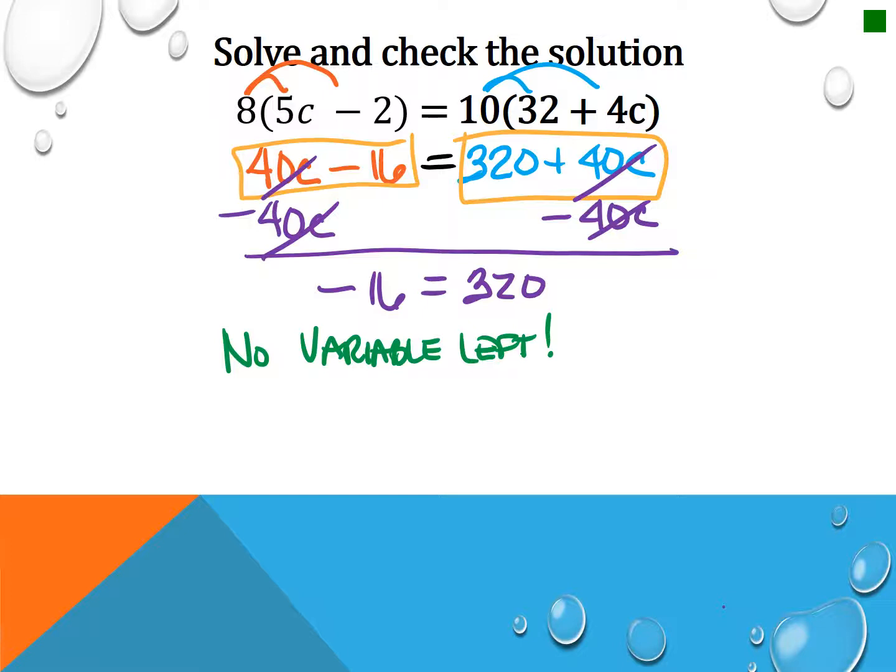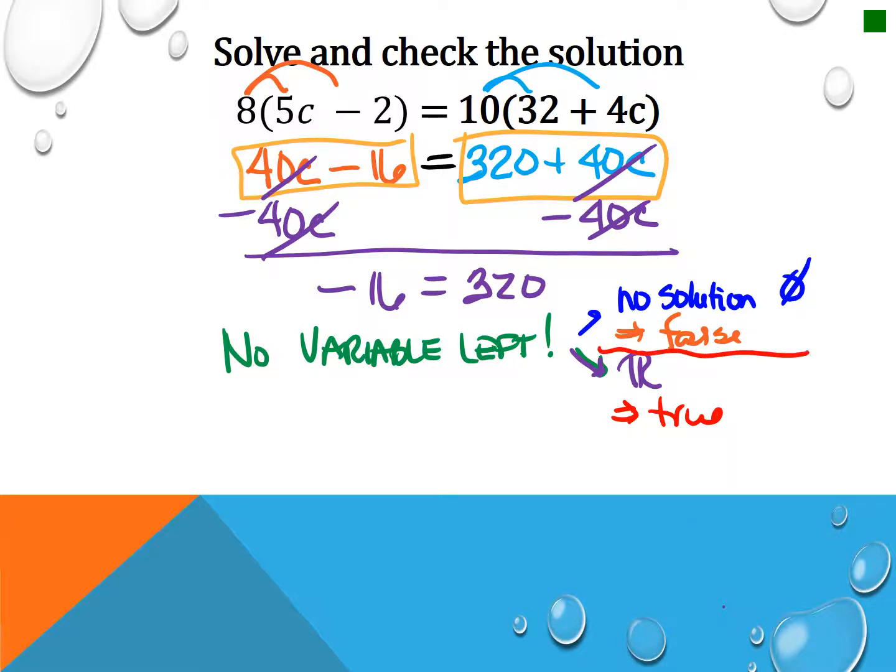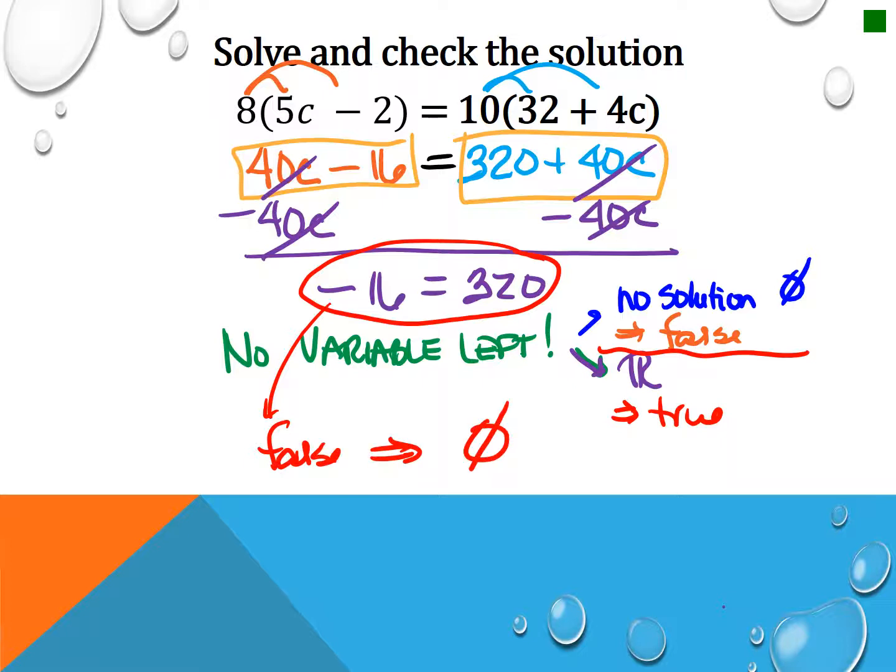So remember, I either have no solution. There's a symbol for that too. It's just a circle with a line through it. And that's if what I have is false. Or I have all real numbers, and that's if what I have is true. So my question is, is negative 16 equal to 320? No. Because this is false, my answer is no solution.